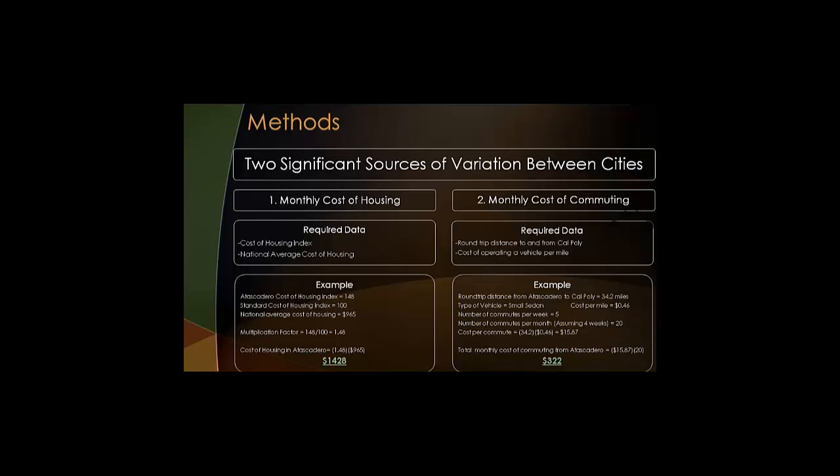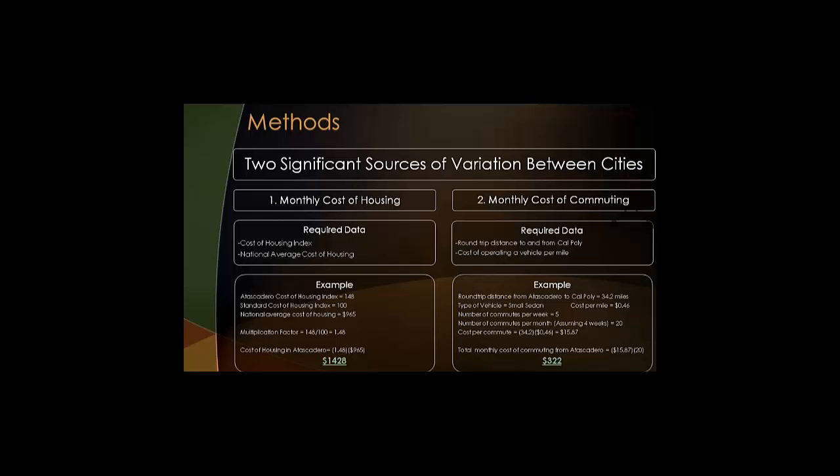In this example, Atascadero's cost of housing index is 148. The standard cost of housing index is 100, and the national average cost of housing is 965. The multiplication factor of 1.48 is obtained by dividing 148 by 100. Multiplying this number by the national average cost of housing gives us the cost of housing in Atascadero, which is equal to 1,428.